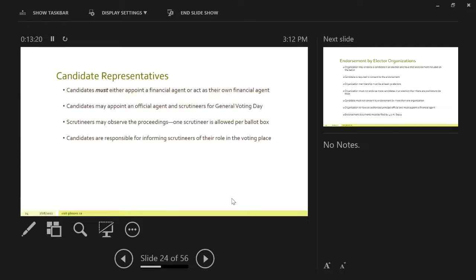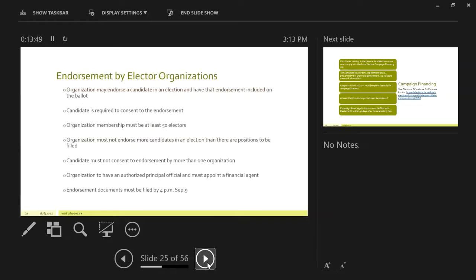So candidate representatives. Candidates must either appoint a financial agent or act as their own financial agent. Candidates may appoint an official agent and scrutineers for general voting day. Scrutineers may observe the proceedings. One scrutineer is allowed per ballot box. Candidates are responsible for informing scrutineers of their role in the voting place. And I'll make placards for everybody to wear around their necks so that they're identifiable.